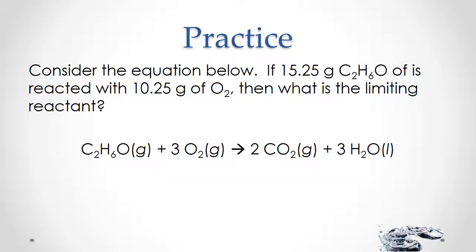Finally, I'm going to give you one more problem to practice, and we'll bring this to class to figure out. Take 15.25 grams of C2H6O and react it with 10.25 grams of O2. What is going to be the limiting reactant using the equation below? So make sure you find the product. It doesn't matter if you find CO2 or H2O, but you need to make sure you find the mass of the same product. Good luck.